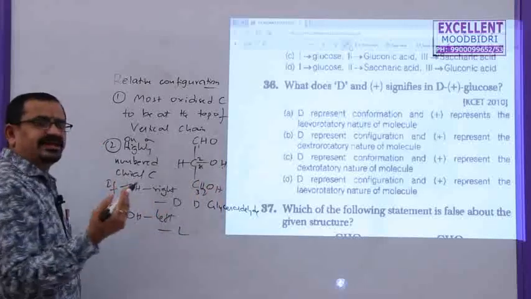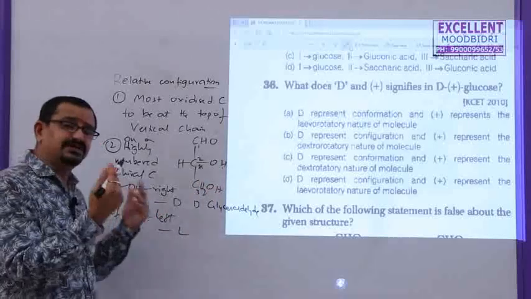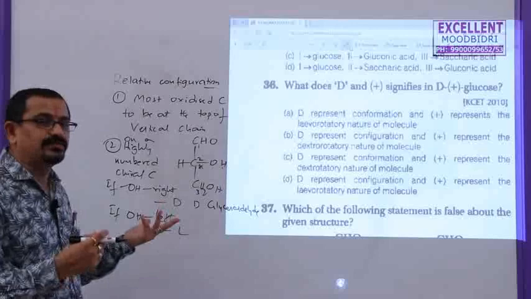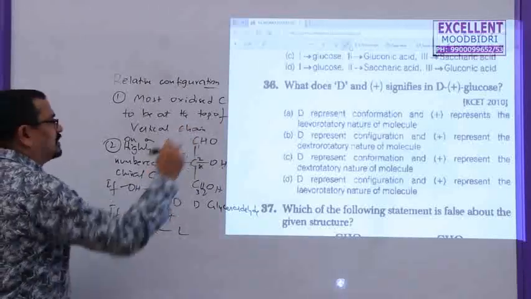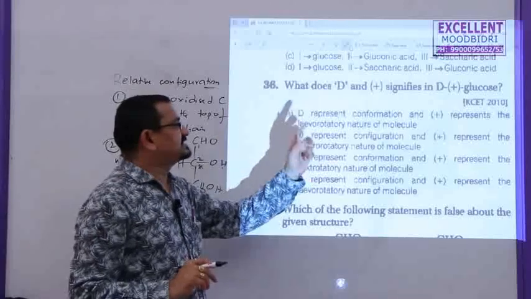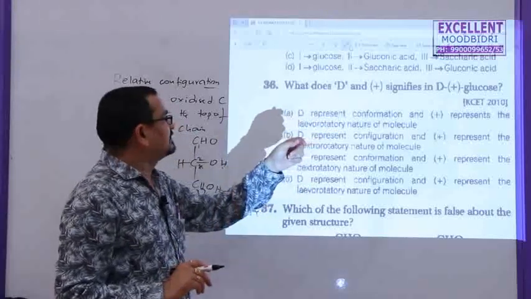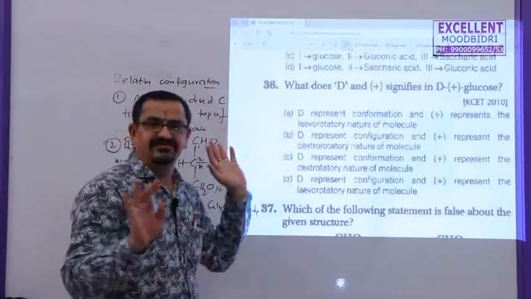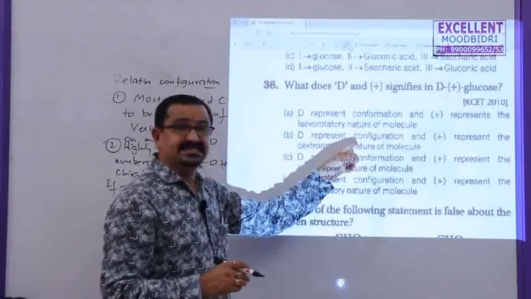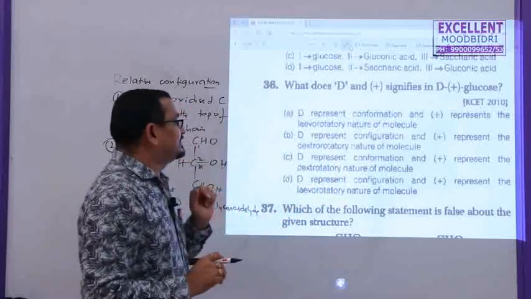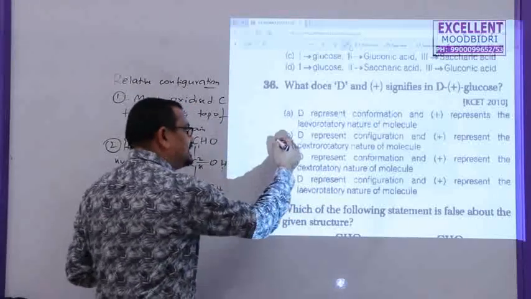Next, the dextro-levo-rotatory nature is with respect to the experimental fact whether it can rotate plane polarized light or not. Now, what are the options given here? D represents conformation and plus represents levorotatory. There it fails. Plus is dextrorotatory. D represents configuration, this is correct, and plus represents the dextrorotatory nature. So this may be the answer.